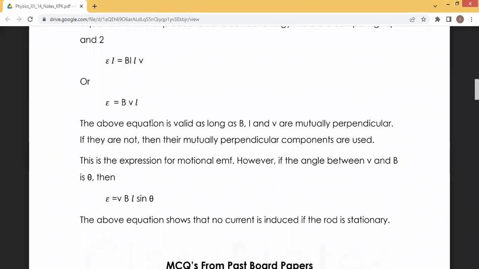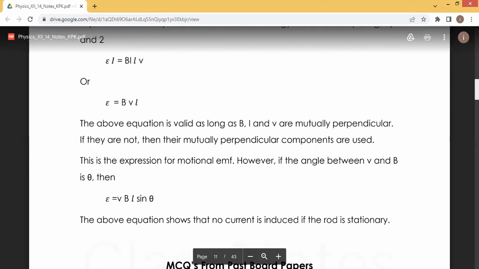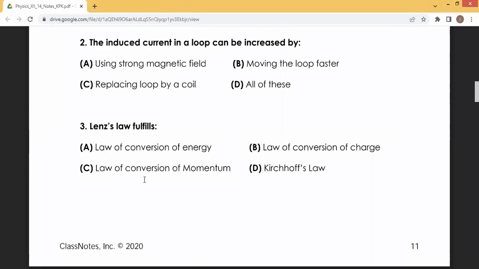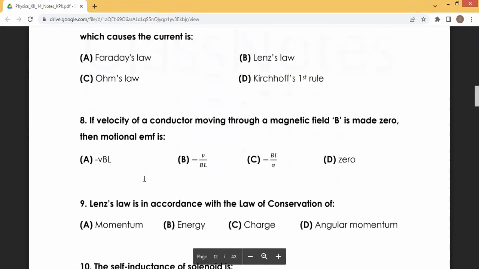Now, this is the expression for motional EMF. If the angle between V and B is theta, the induced EMF will be BVL sine theta. So these are the MCQ types.